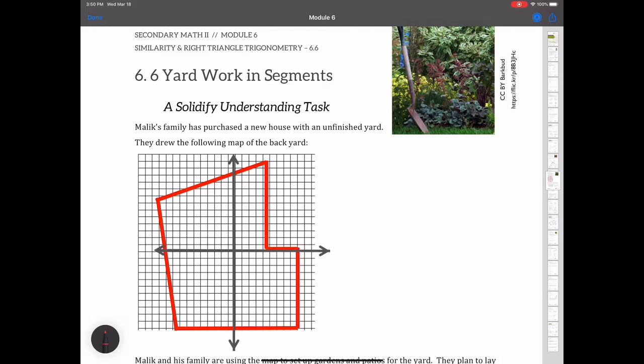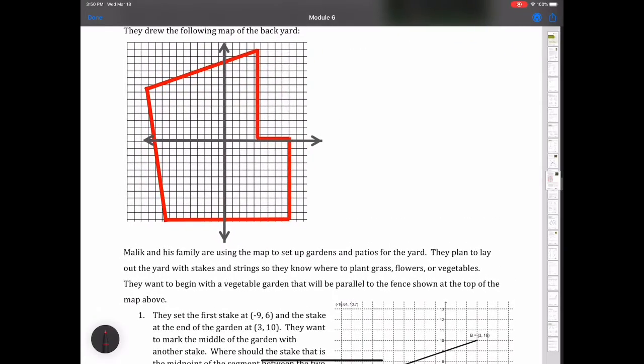As you can see, Malik's family has purchased a new house with an unfinished yard, and they drew the following map of the backyard. So they've plotted it on a coordinate plane here. Malik and his family are using the map to set up gardens and a patio for the yard. They plan to lay out the yard with stakes and strings so that they know where to plant grass, flowers, or vegetables. They want to begin with a vegetable garden that will be parallel to the fence shown at the top of the map above. So when we're thinking about things that are parallel, we of course just mean that their slopes are the same.